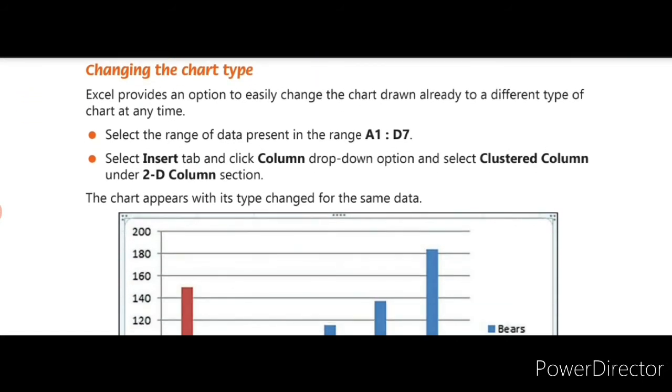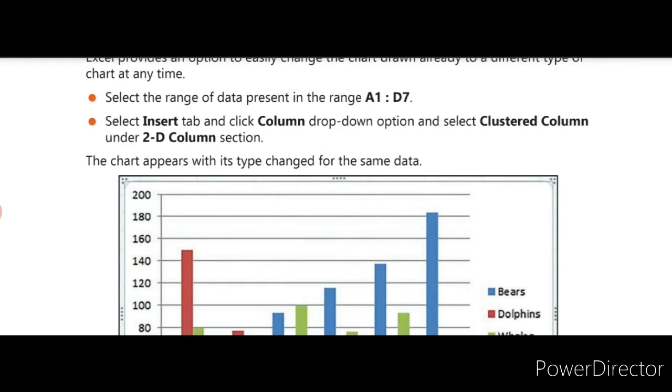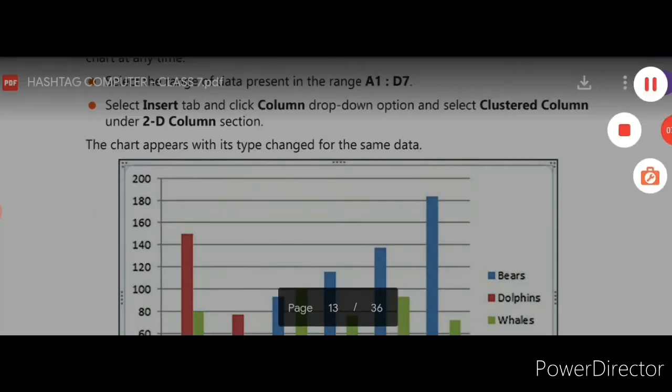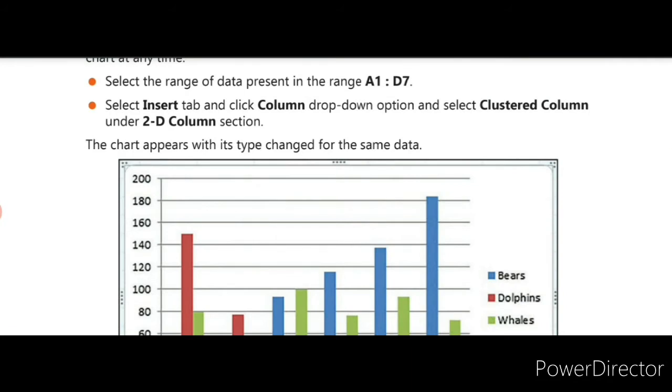So what is the step? Select the range of data present in the range A1 to D7. The similar step we are going to follow. First you are going to select the entire data range A1 to D7. Then select the Insert tab, click the column drop down option and select clustered column under the 2D column section. After selecting the data range, we are going to change the chart type. First we have selected line chart. Now we are going to select clustered column under the 2D column section.